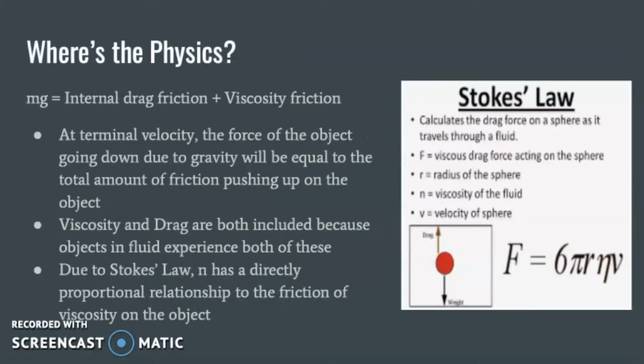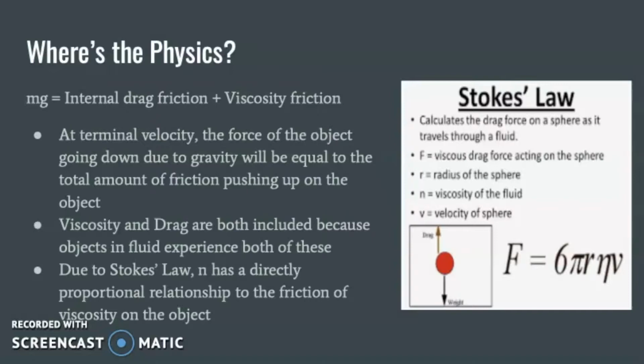The physics in this is that, given the equation, we already know that mg equals internal drag friction plus the viscosity friction, so that at terminal velocity, the force of the object going down due to gravity will be equal to the total amount of friction pushing up on the object. So as an object is at terminal velocity, it's at a constant velocity and accelerating at a rate of 0. We know that the forces pushing down on it and pushing up on it are going to be equal.